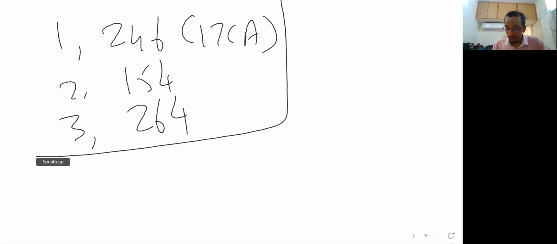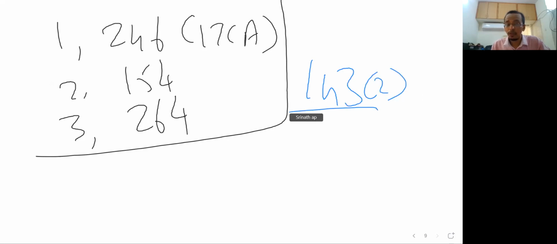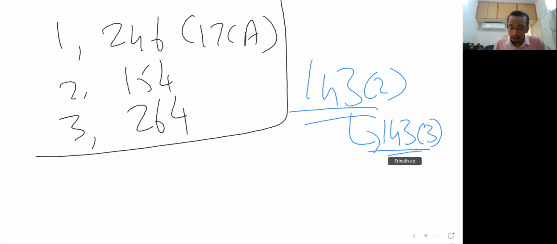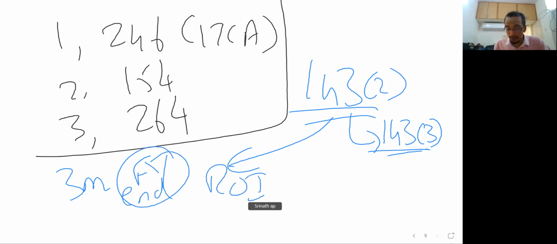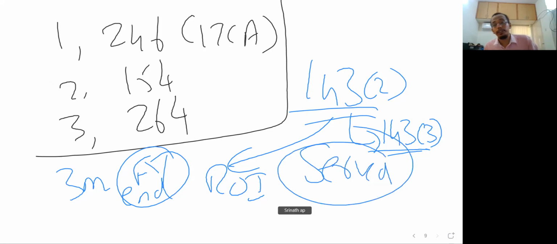Next, 143.2. This is the scrutiny notice. Mandatory notice that has to be served for the purpose of doing assessment under section 143.3. This has to be served within 3 months from the end of the financial year in which the return of income is filed. It has to be served.